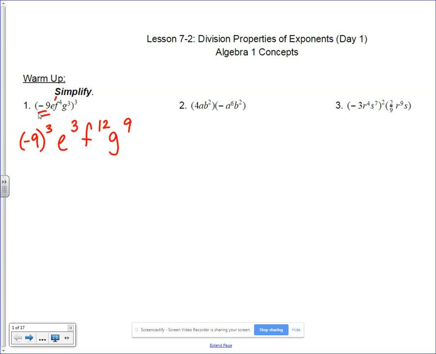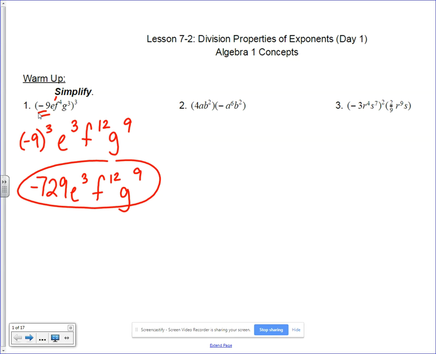How's everybody doing? Now your calculator should be able to tell you what -9 to the 3rd power is. How does everybody feel about that number, okay? Calculators are working just fine. So that would be your final answer. Good? Questions? No? Okay, take a look at number 2.